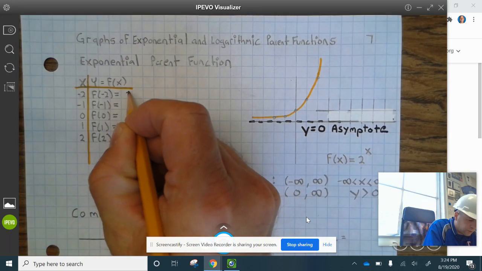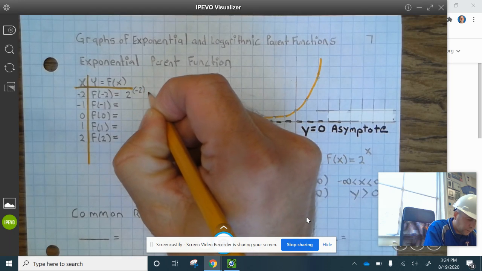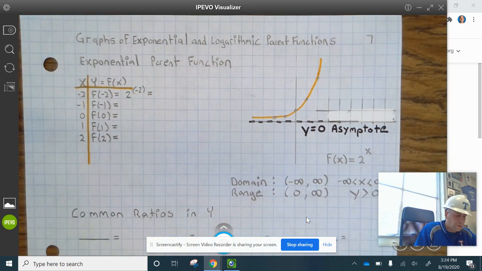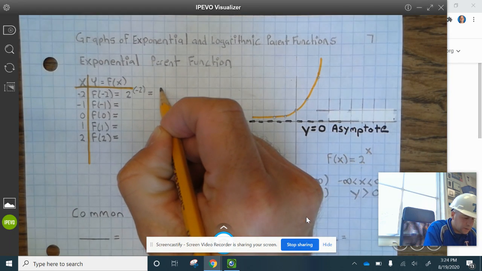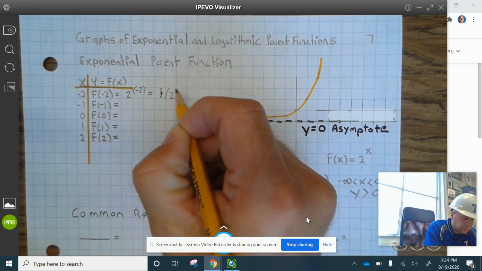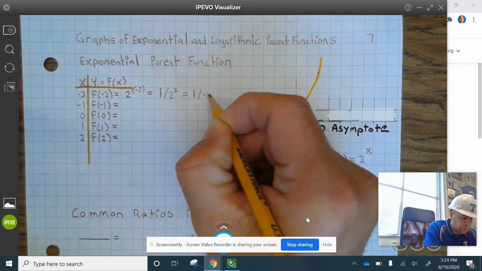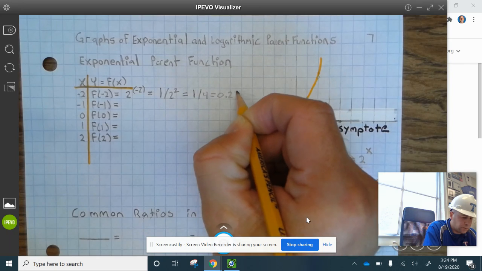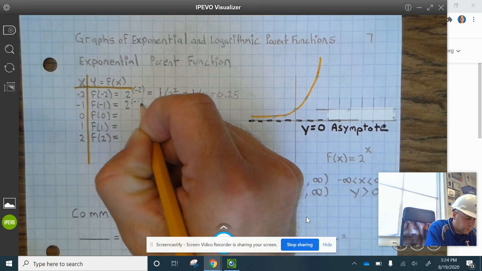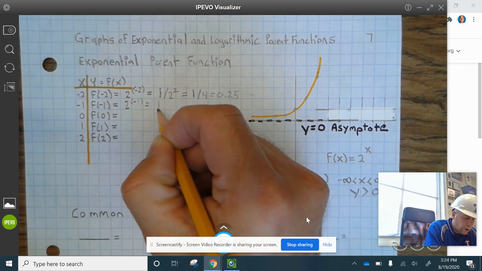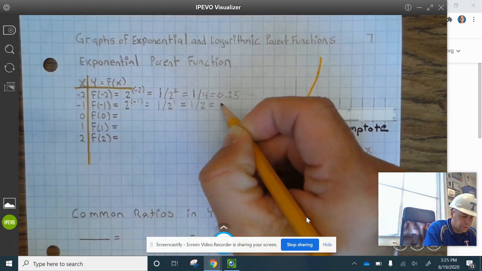So f of negative 2 is 2 to the negative 2, and whenever you have a negative exponent, it needs to go into the denominator. So this is actually 1 divided by 2 squared, which is 1 divided by 4, which is 0.25. All right, now it's 2 to the negative 1, which is 1 divided by 2 to the first power, which is 1 half, which equals 0.5.